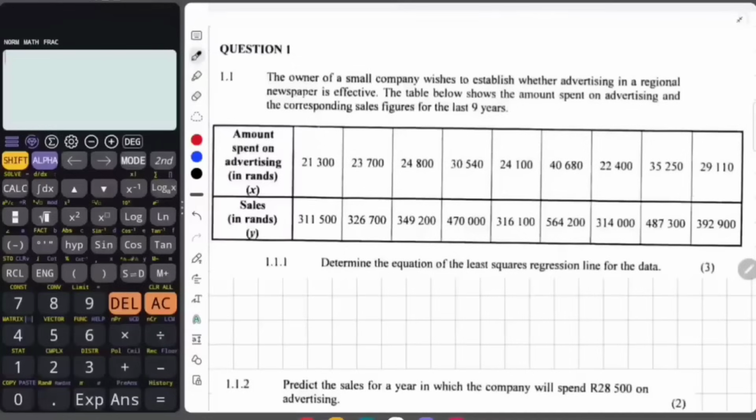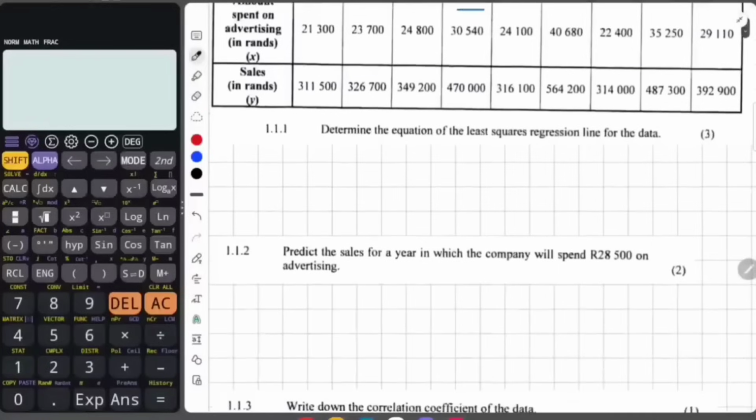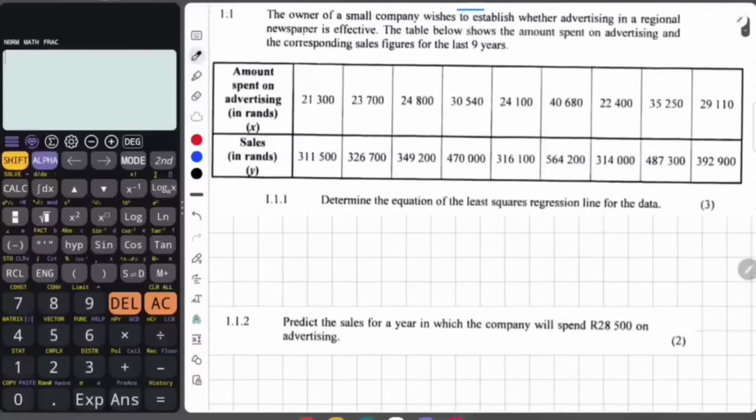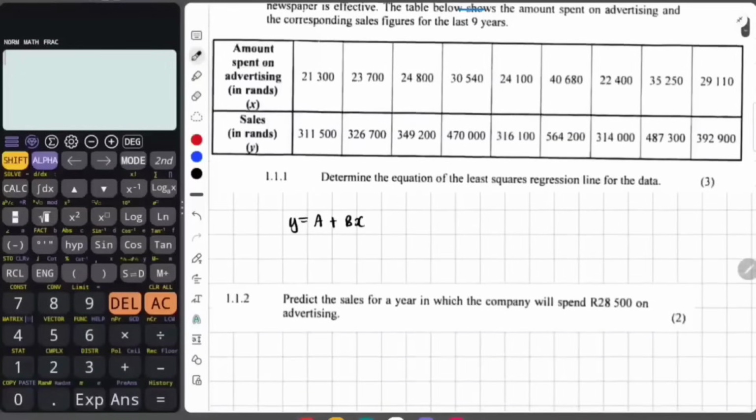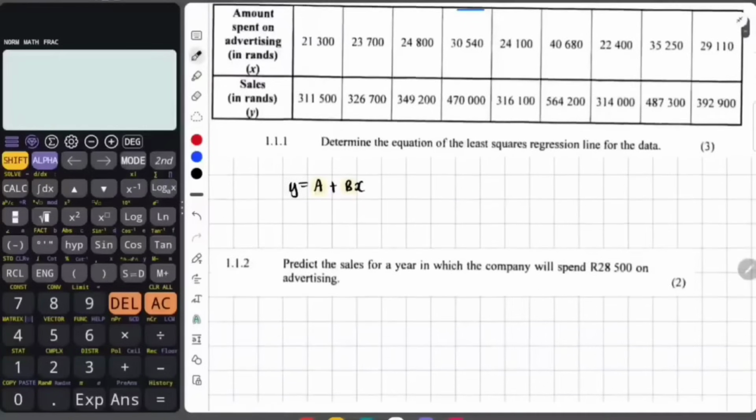So they basically just want to see, does the money that they're spending on advertising affect the sales? Okay, so the first question is to determine the equation of the least square regression line of the data. So these are the steps you're going to have to take. Remember, the equation of the least square regression line is y = a + bx. So we're going to have to find the values of a and b, and then our equation will be complete. So let's go ahead and find a and b.